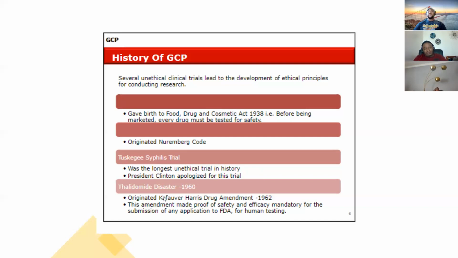There were also a lot of trials done on prisoners. Yes, horrible. And even in the military. Yeah, even in the military as well.